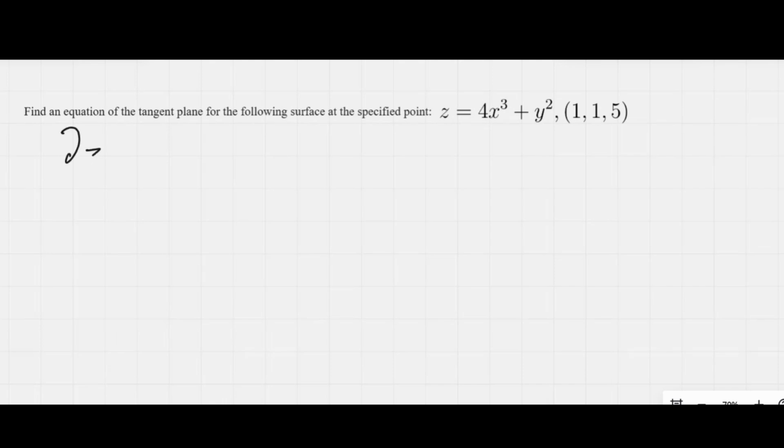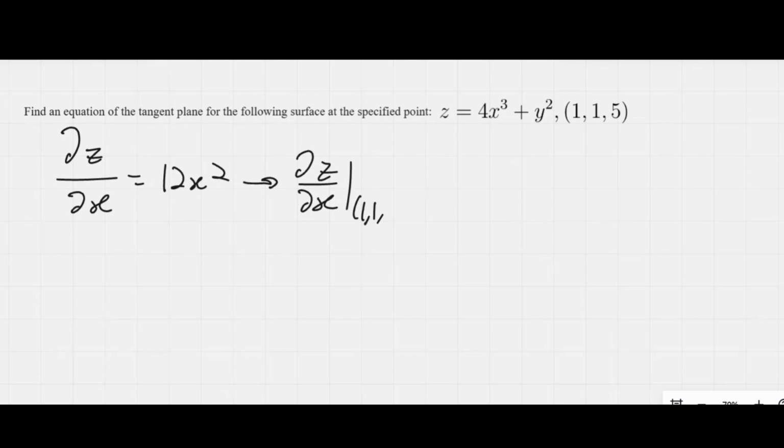So del z over del x. First we're trying to find the change in z with respect to x. That can be defined as 12x squared. Next we calculate the partial derivative of z with respect to x at the point (1, 1, 5). And so that is simply going to be equal to 12 times 1 to the power of 2. So 12 times 1 to the power of 2 is simply 12. And so there is our quote-unquote a value.